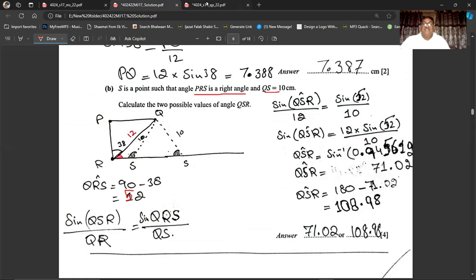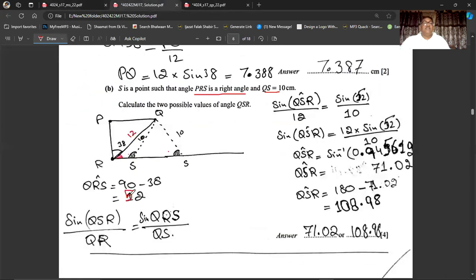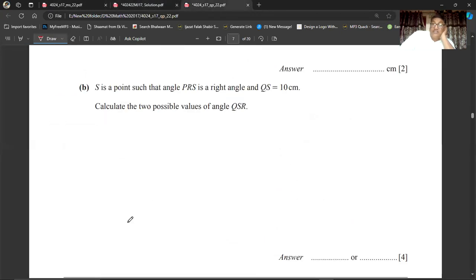This is a little tricky, because imagining this diagram is a little bit tricky. I hope you can do that.